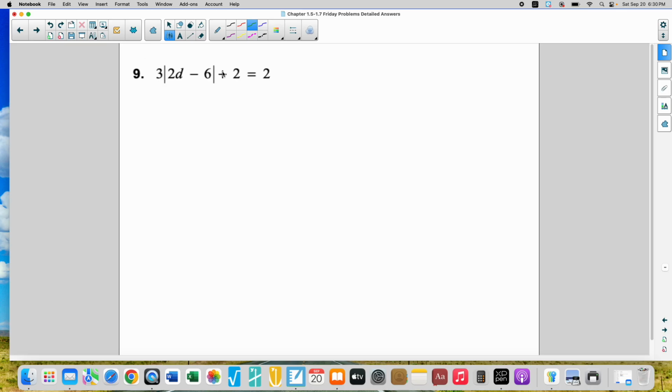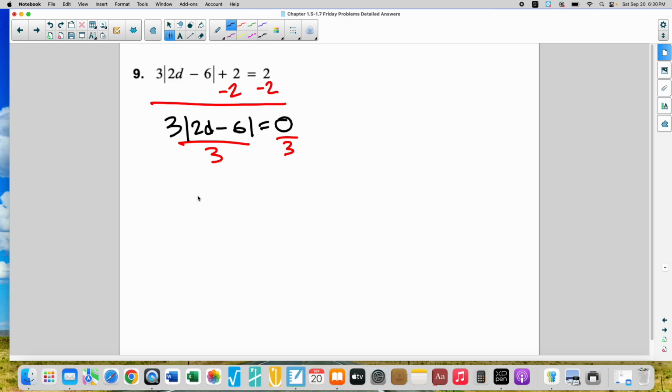Two things are happening. Something's adding and something's multiplying. So let's get rid of that addition first. And somebody asked, hey, Mr. Mac, 2d minus 6 equals 0. Can it equal 0? Yeah, of course it can. Absolute value can have 0 distance. We'll divide by 3 because we're not done. We haven't isolated it. 2d minus 6 equals 0.